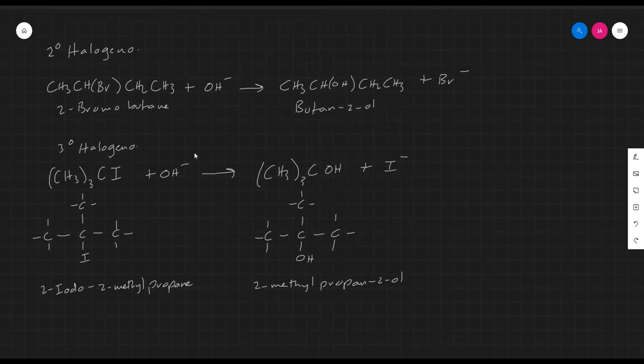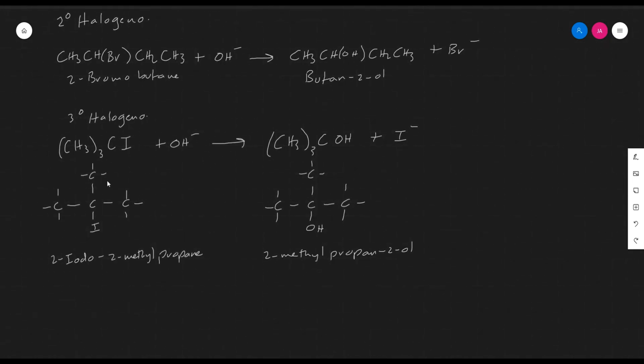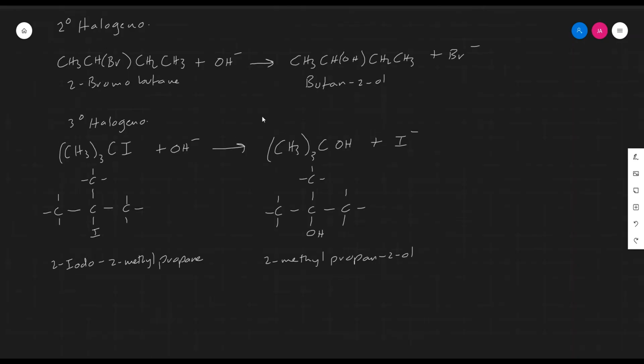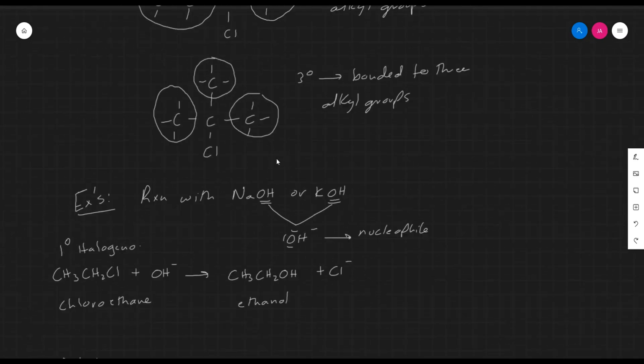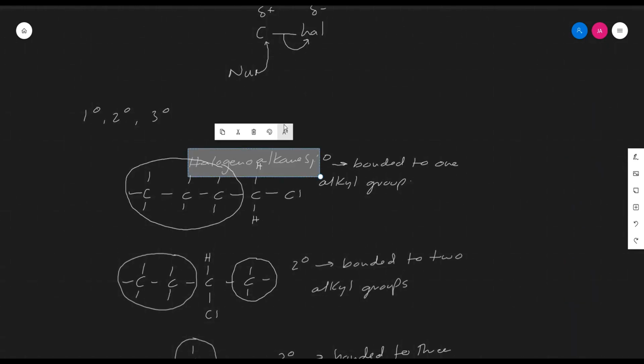Another example would be a tertiary halogenoalkane, such as 2-iodo-2-methylpropane, in which the carbon atom bonded to the halogen is bonded to three alkyl groups, such as this molecule down here. The hydroxide ion would substitute the iodine ion, forming 2-methylpropan-2-ol and the iodide ion. This mostly covers the standard level requirement for reactions of halogenoalkanes for IB chemistry.